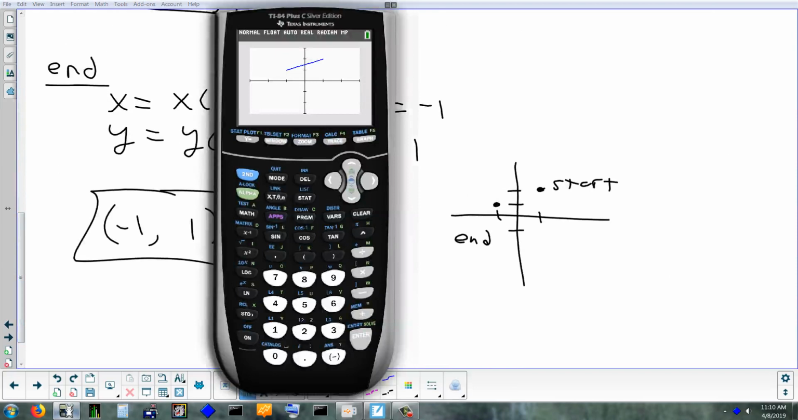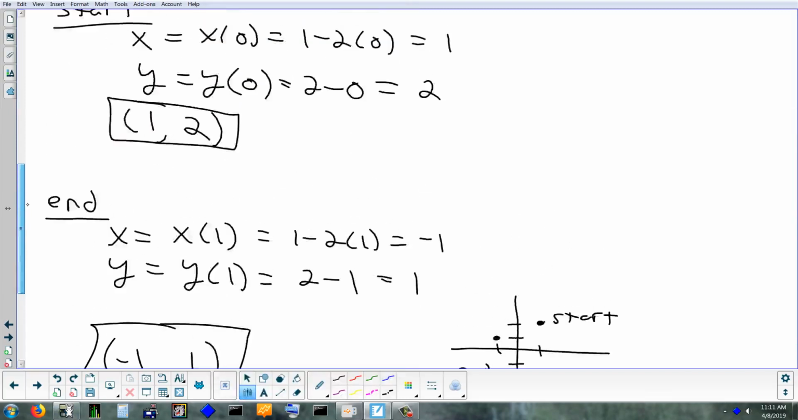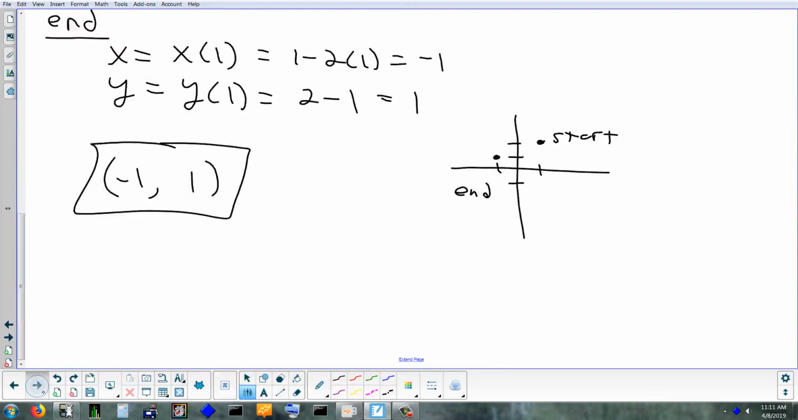What are you doing on the calculator again? So that's parametric. Under mode, you put it in parametric. Okay. And this one happens to be a simple line segment. Any questions on that? Okay, so that's how you figure out where a parametric curve starts and stops.